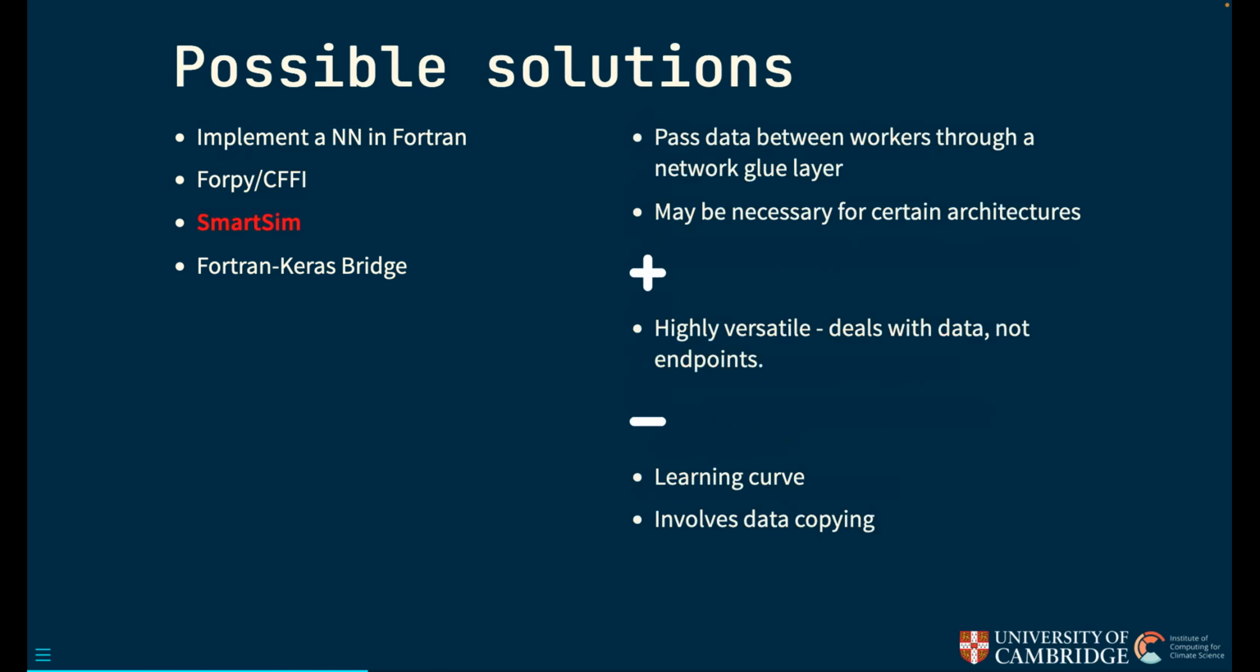As Andrew's just spoken to us, we've got SmartSim, which is passing the data between these workers through a network.